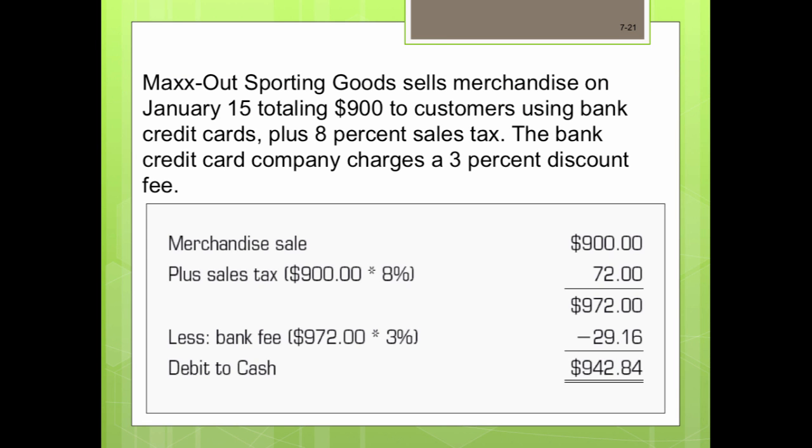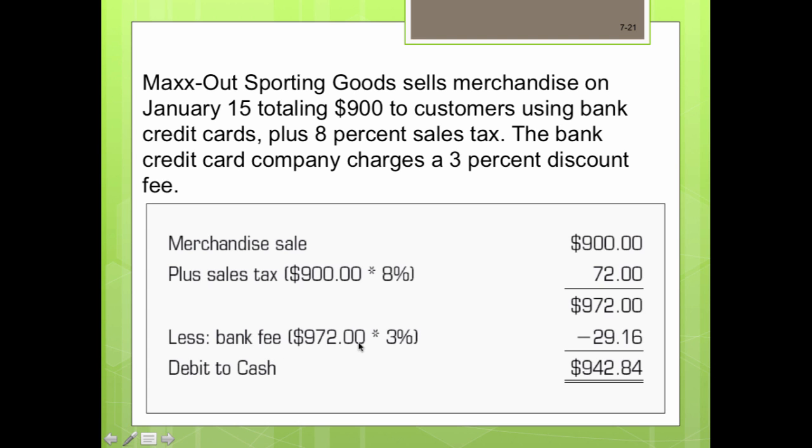This is an example of sales to customers using bank credit cards. We have Max Out Sporting Goods selling merchandise on January 15th, totaling $900 to customers using bank credit cards, plus an 8% sales tax. And the bank credit card company charges a 3% discount fee. So what this is showing you is that the merchandise sale was a total of $900. You collected an 8% tax, which equals $72. So your total collection from the customer is $972.